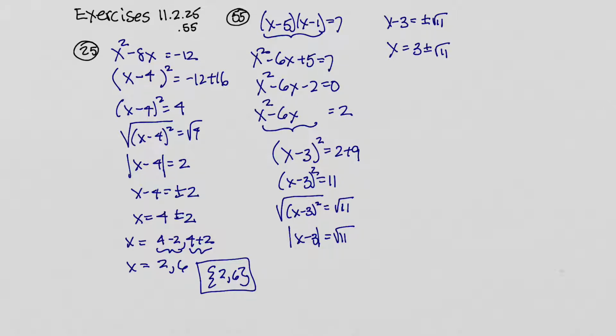And so we get two solutions here, right? We get the 3 minus the square root, 3 plus square root. And if I write it in our set notation, here's what we get. We get 3 minus square root of 11, 3 plus square root of 11.